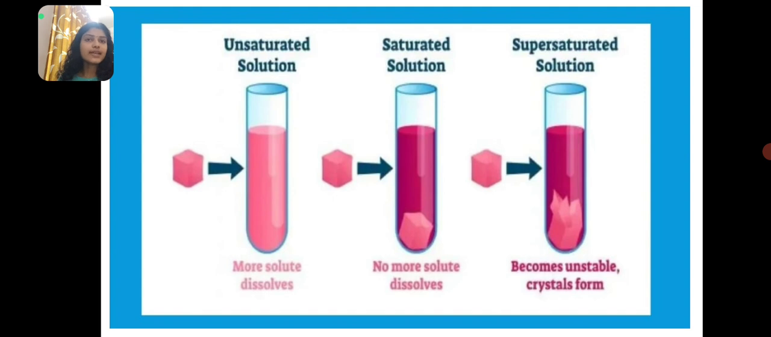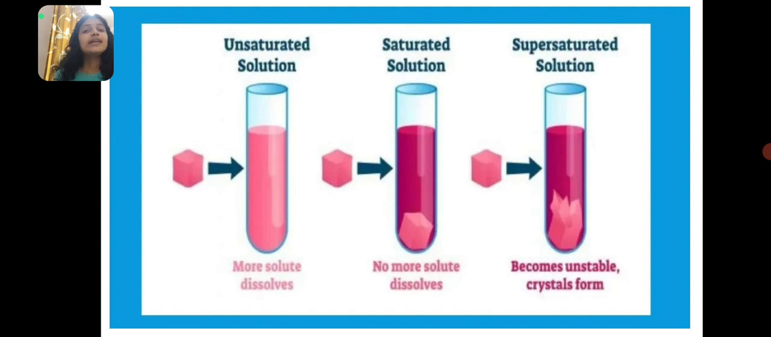The third one is supersaturated solution, as this is an unstable solution that contains more solute than it normally can hold. When extra solute is added or the solution is disturbed, crystals start to form because the solution cannot hold excess solute. So hope you got a clear idea about the three different types of solutions, that is unsaturated, saturated and supersaturated solutions.